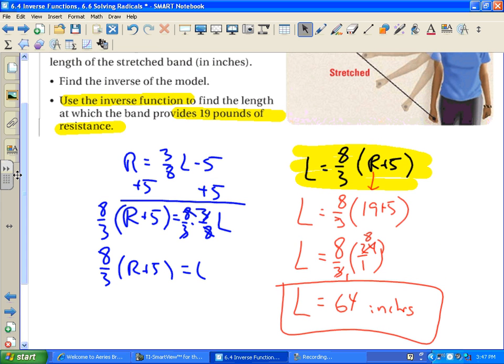Inverses, verifying, using inverses to find a new distance, and you got it.